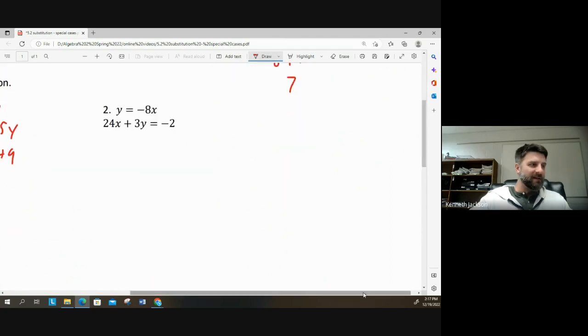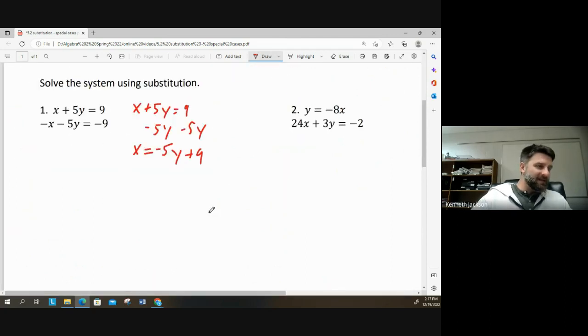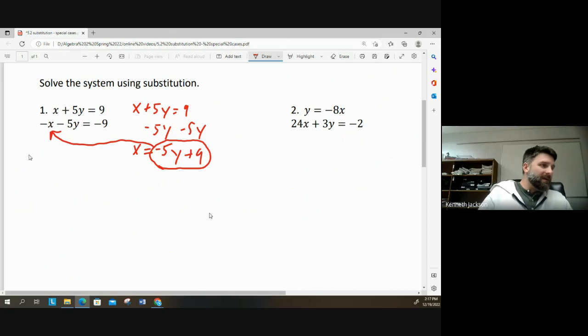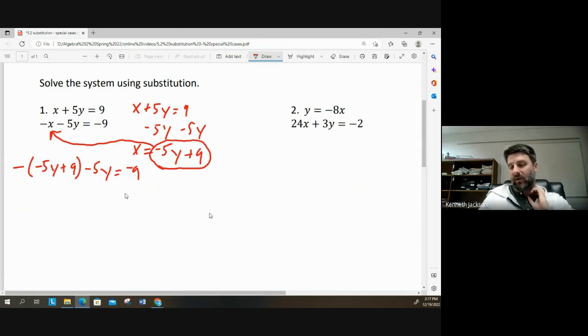Well, if I have the expression x equal negative 5y plus 9, what I can do is take this stuff that x is equal to and plug it in for x, which would make the second equation read negative 5y plus 9, because that's what x is equal to, minus 5y equal negative 9. And now I have a single variable equation. It's an algebra 1 thing we should be able to solve.